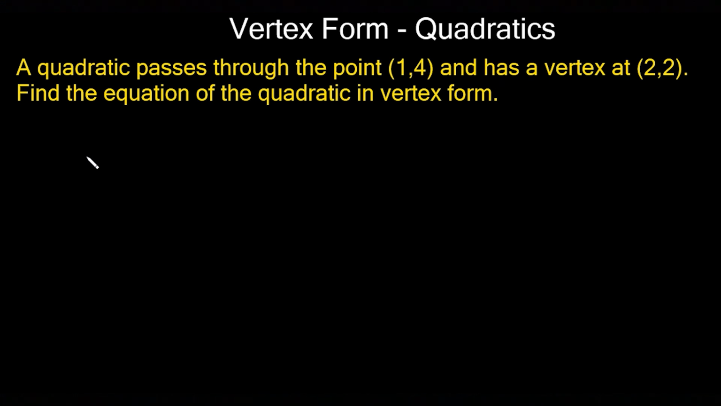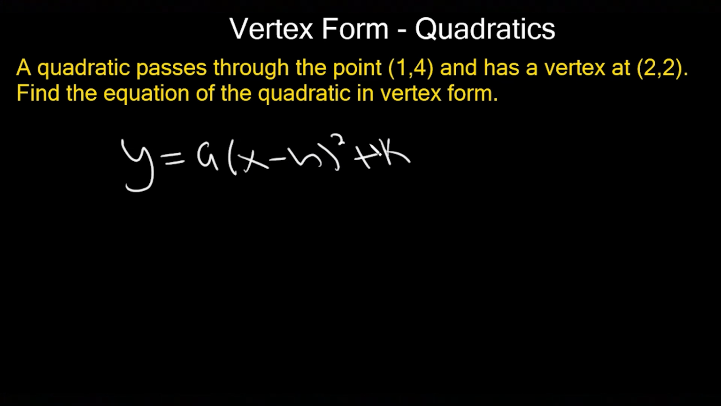So before you can do this problem, you have to know how to write a quadratic in vertex form. And that's going to be the following. You have y is equal to a, and then (x minus h) squared plus k. So when we look at y and x here, that's representing any point on that parabola, okay? So x and y can be any point on that parabola.